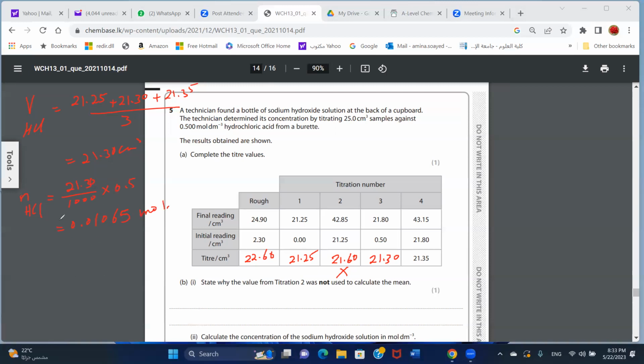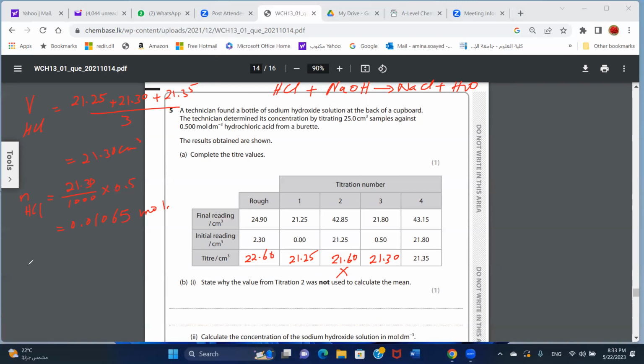And then they want the concentration of sodium hydroxide. We have the moles, and the ratio is 1 to 1, because they haven't given any information. But even if they don't give you any information, you have to write the equation by yourself. It's HCl plus sodium hydroxide gives sodium chloride and water, which means that it's 1 to 1. But sometimes they are going to give you another acid, for example, sulfuric acid. Then you have to write the equation first to determine the mole ratio. Sometimes they don't give you the equations.